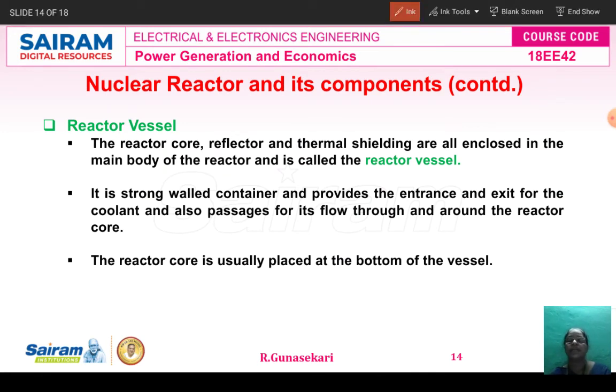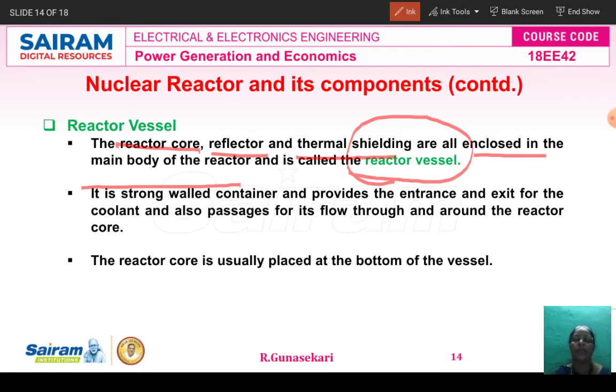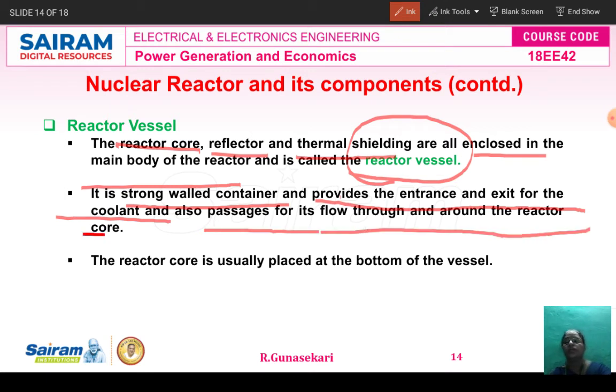Then the reactor vessel. The reactor core, reflector, and thermal shielding are all enclosed in the main body of the reactor, which is called the reactor vessel. The reactor vessel is a strong-walled container which is used to provide the entrance and exit for the coolant, and also a passage for its flow through and around the nuclear reactor core. This is the function of the reactor vessel.